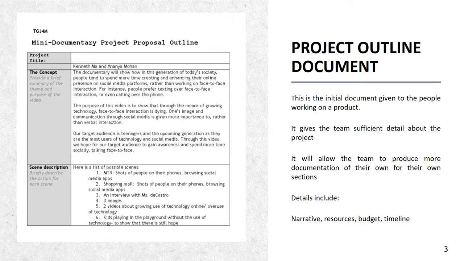So for example, somebody who's working on cinematography could start to draw up a shot list by using the project outline. The details that are included on this are things like the narrative, any resources that are required, the budget and the timeline.